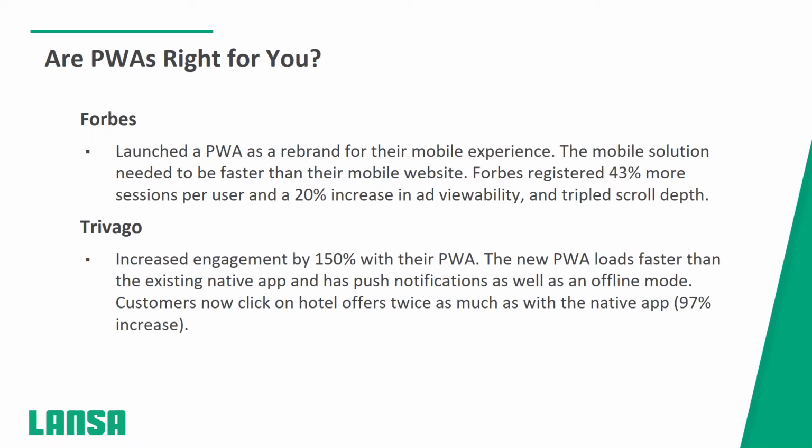And then Trivago, when they went to a PWA, they increased their user engagement by 150%. What's interesting with Trivago is their new PWA actually loads faster than their existing native app. Plus, it still has push notifications and that offline mode. And now they actually have customers click on the hotel's offers twice as much as with their native app. What I think Trivago highlights is, if you do cache first and you just grab the data that's in cache, and you have some static data already loaded, that app loads super fast. And so you can actually get better performance than a native app by using a PWA.